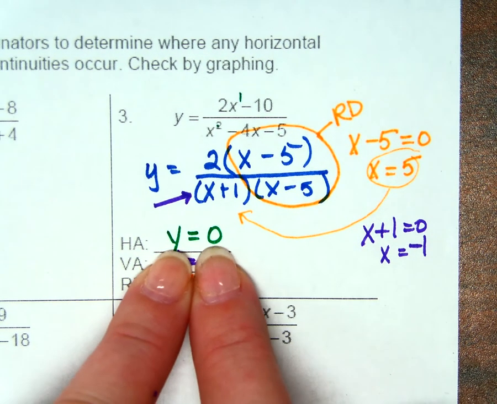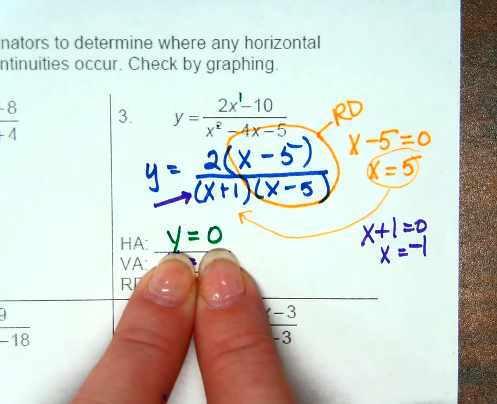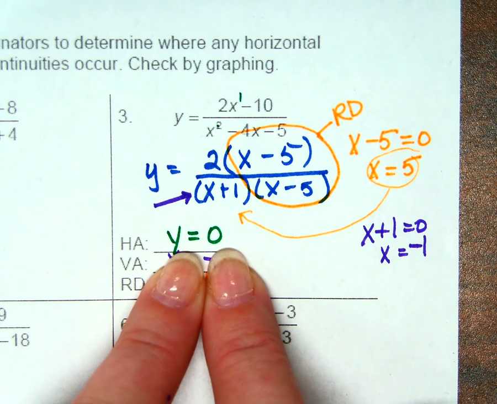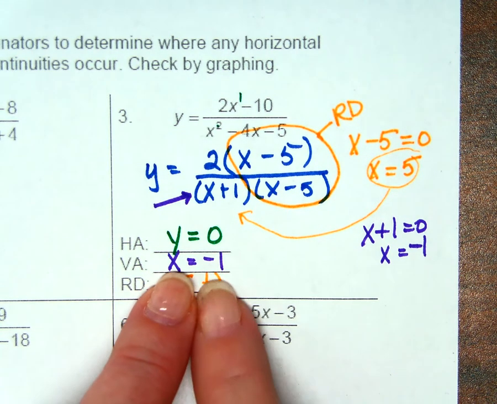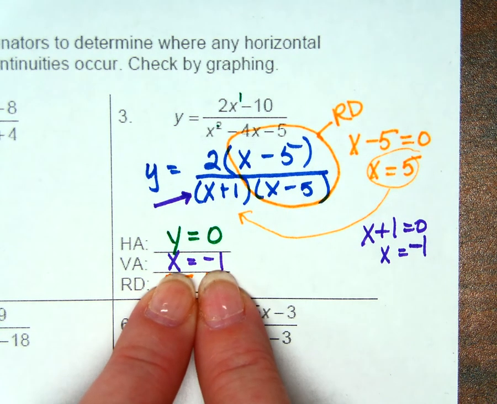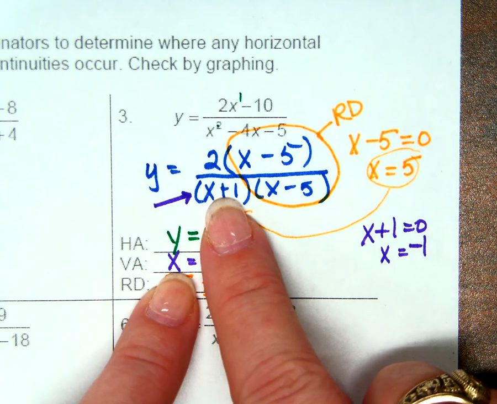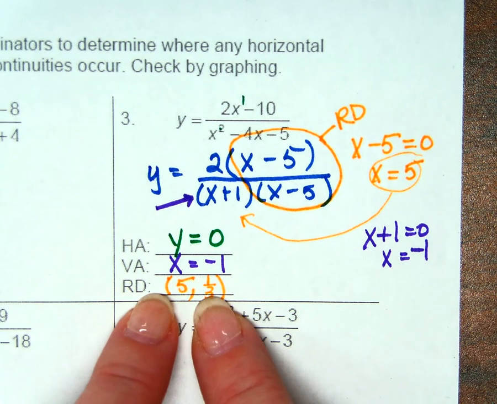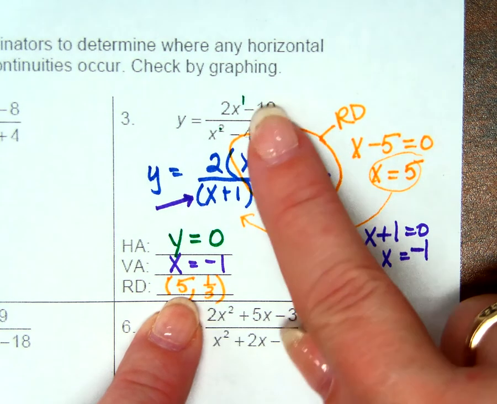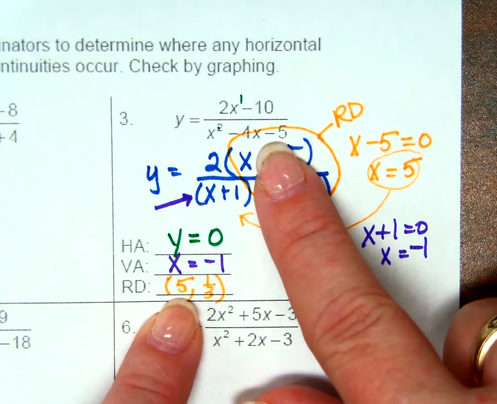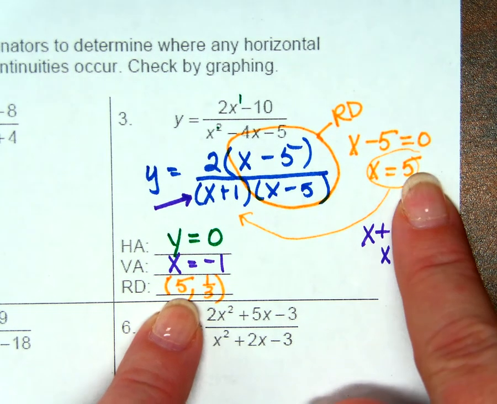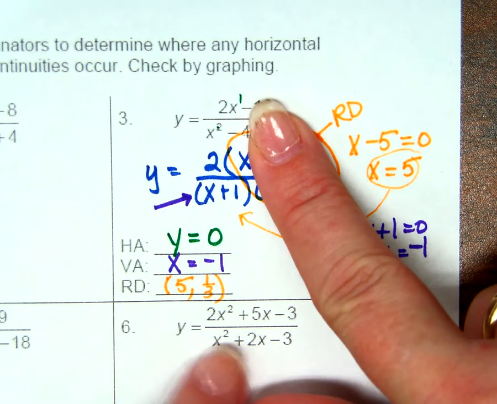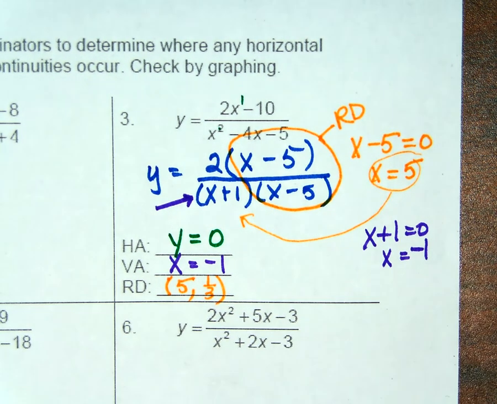Real quick, walk me through how to find a horizontal asymptote. Look at the exponents, the degrees. How do you find a vertical asymptote? Set the denominator equal to 0, but not something that's also in the numerator. How do you find a removable discontinuity? Something that's in the numerator and the denominator, we set that equal to 0 to find the x value. We plug it into what's left to find the y value. Does that make sense? Any questions?